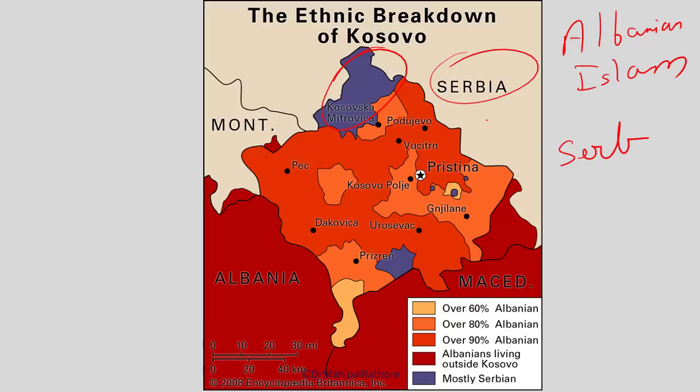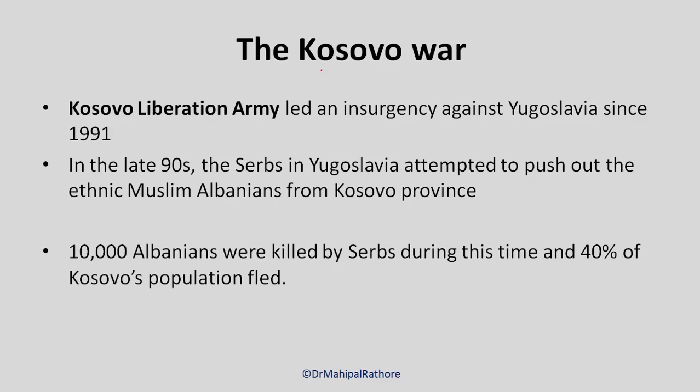Why is this region very important to Serbs? It is because in the Eastern Orthodox religion, this place has a high importance. Many old Eastern Orthodox churches are found here in Kosovo. That is why Serbians say that historically and culturally, Kosovo is our territory. We cannot let it go away and become an independent country. That is why they are against it.